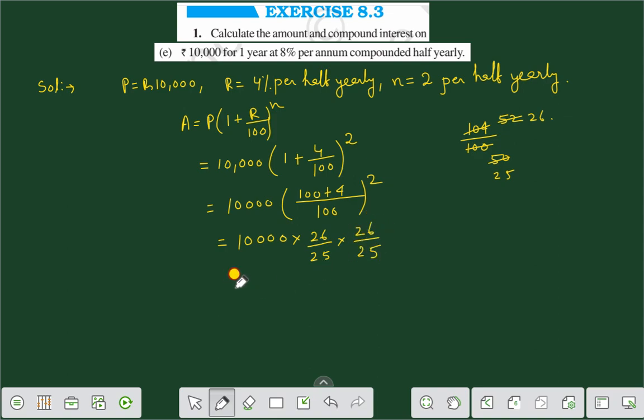After calculating this one, we are getting rupees 10,816.